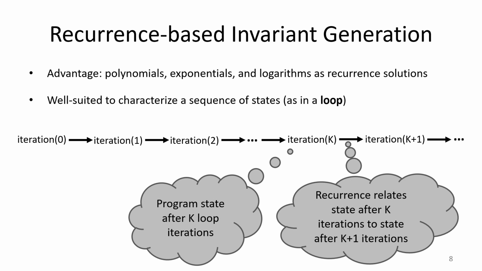First, the technique analyzes the body of the loop to find recurrences. The recurrences relate the values of variables after k iterations of the loop to the values of those variables after k plus 1 iterations. Then, a closed-form solution to that recurrence can tell you about the program state after any number of iterations.